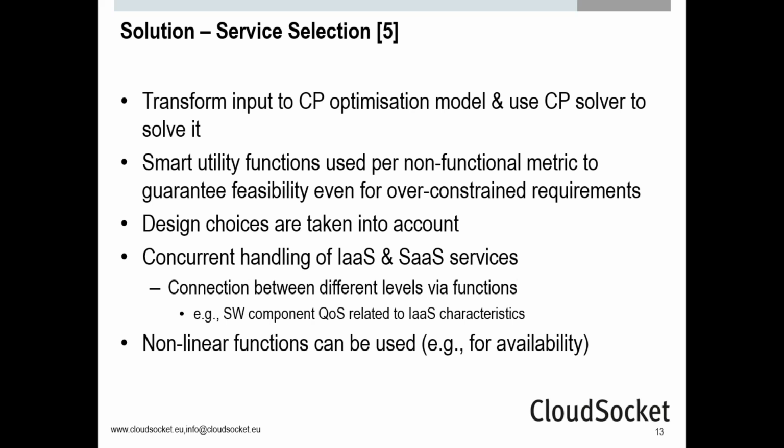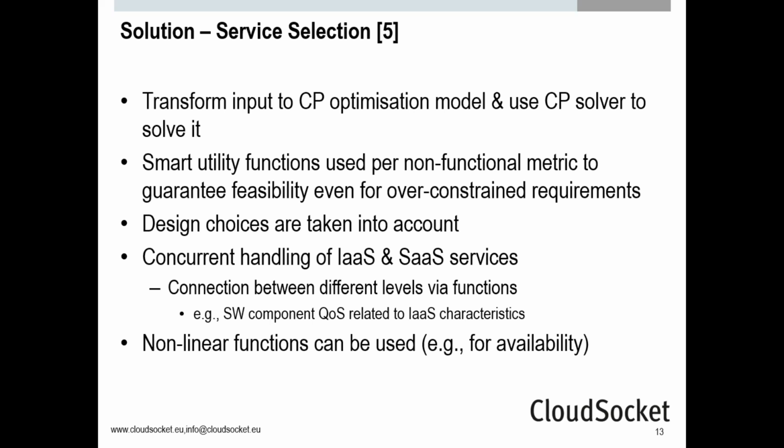The interesting features of this selection module are, first, that it employs smart utility functions for each non-functional metric in order to guarantee feasibility even for over-constrained requirements. These functions allow a slight violation of the user requirement imposed on the respective metric, and in this way we are able to provide solutions that other frameworks are not able to provide in the case of over-constrained user requirements.